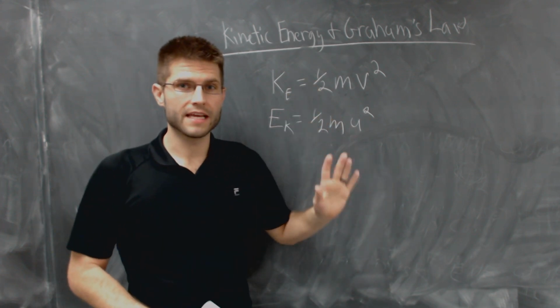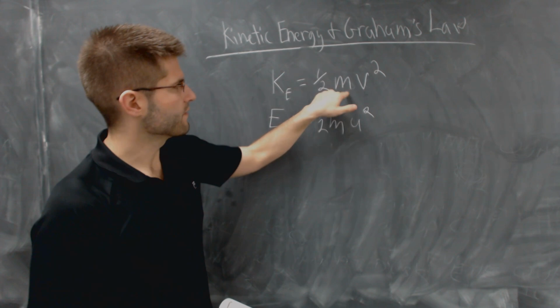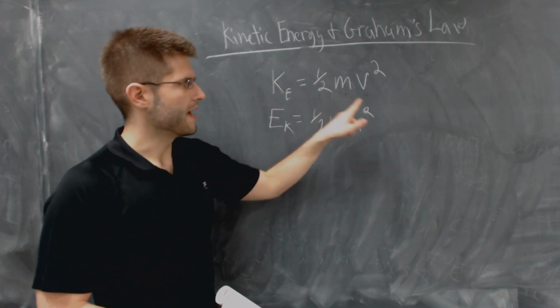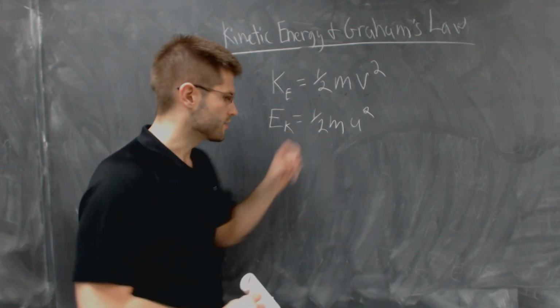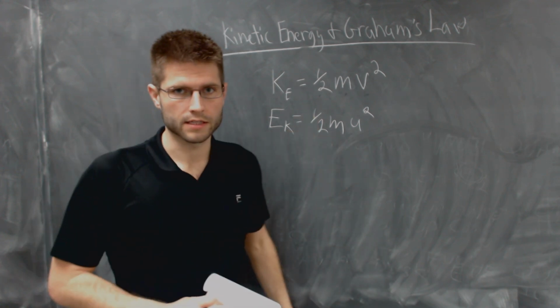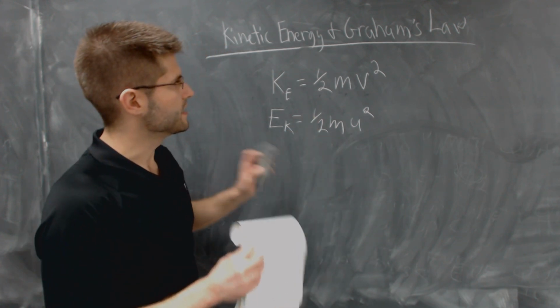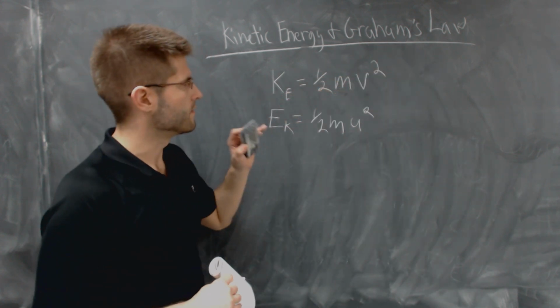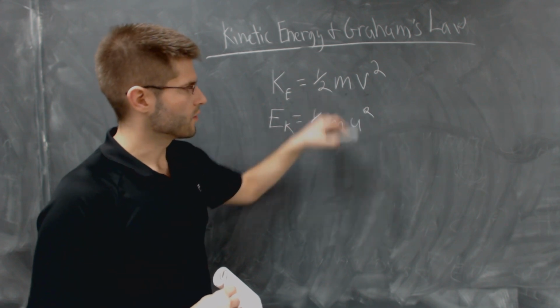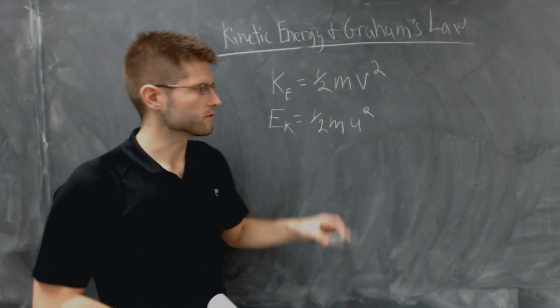So that's all I want to say about the kinetic energy. We have three different variables: kinetic energy, the mass, and the velocity. If we know any two, we can calculate the third one. I'll show you a little bit more about this tomorrow in class. So in order to figure out Graham's law of effusion, we need to figure out what the kinetic energy is of these particles.